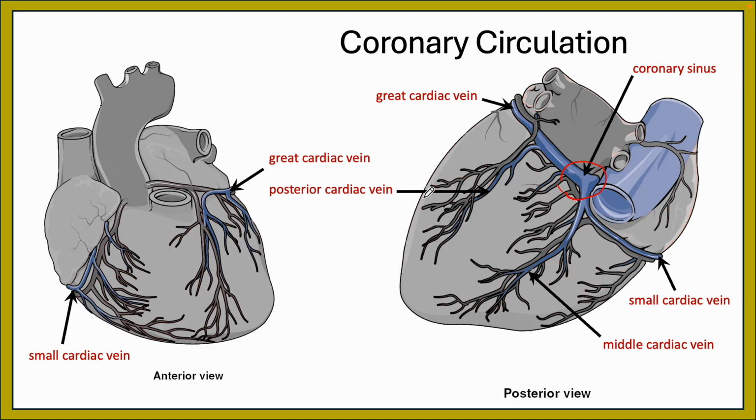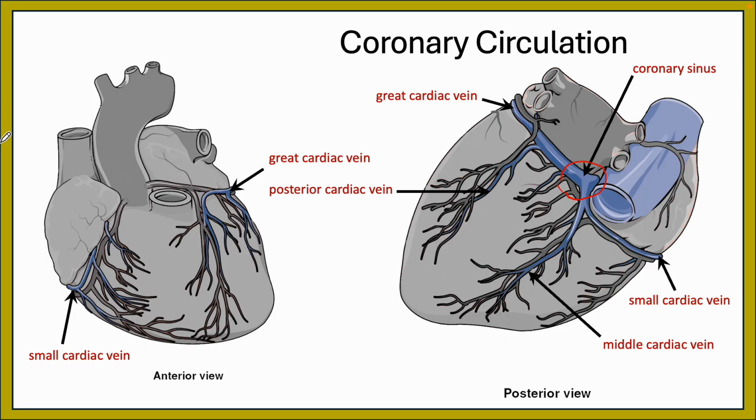The posterior cardiac vein, the small cardiac vein here, and the middle cardiac vein are also going to go around and ultimately meet at the coronary sinus. So the great cardiac vein is going to go on the left side of the heart, while the small cardiac vein is going to go on the right side of the heart. And then the middle cardiac vein is the one that goes along the posterior interventricular artery.